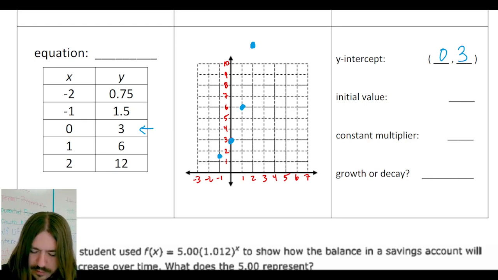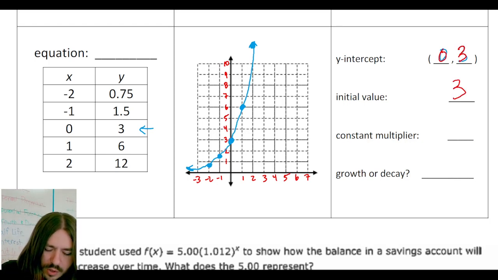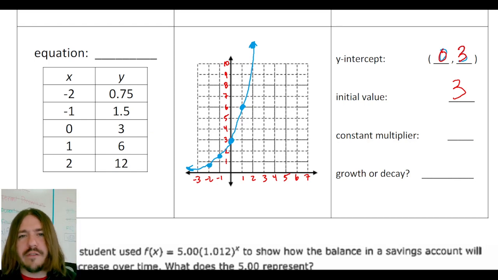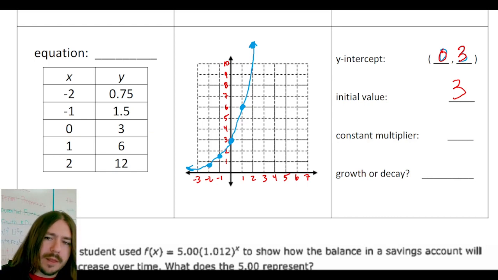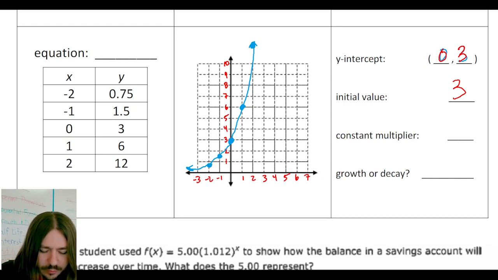So the initial value here is going to be 3. And the constant multiplier here, well, now we've got to figure out what that is. So we have to think about what we need to multiply any of these y values by to get the next one. Now, this one's pretty obvious. 3 times 2 is 6, times 2 is 12, etc.